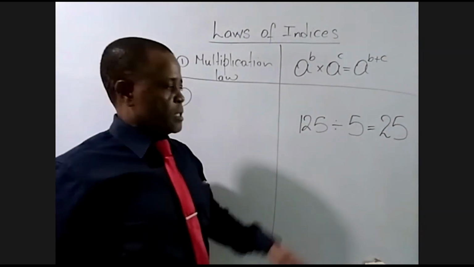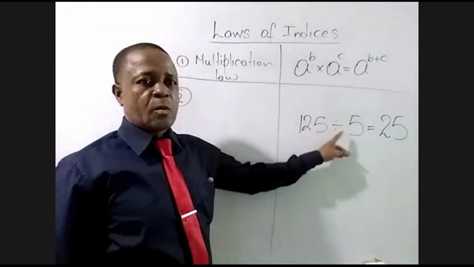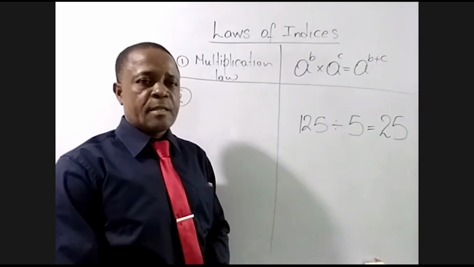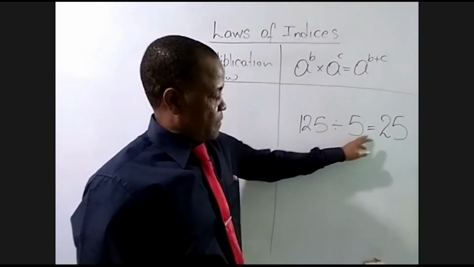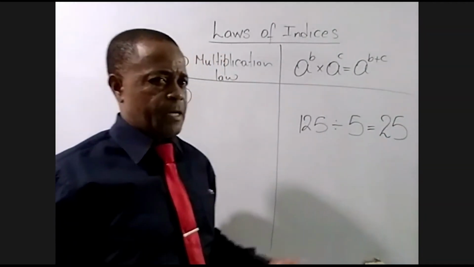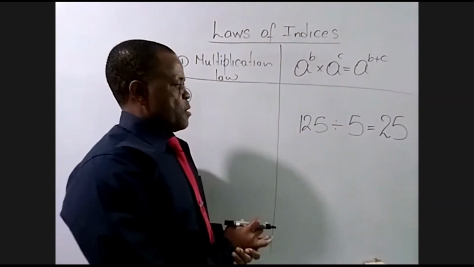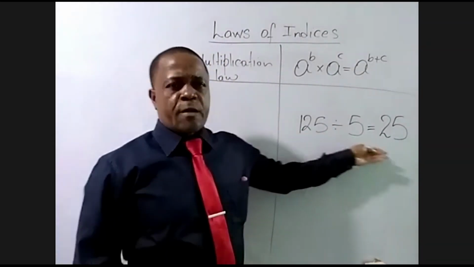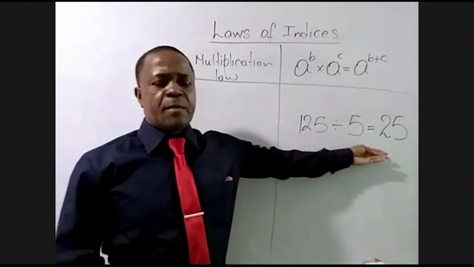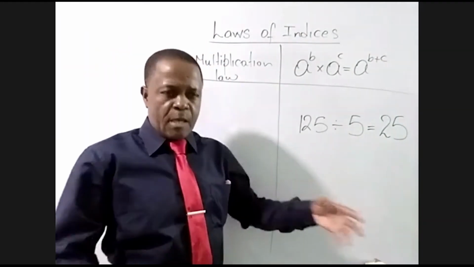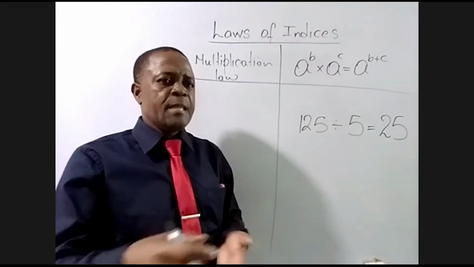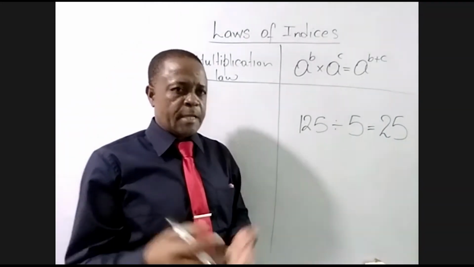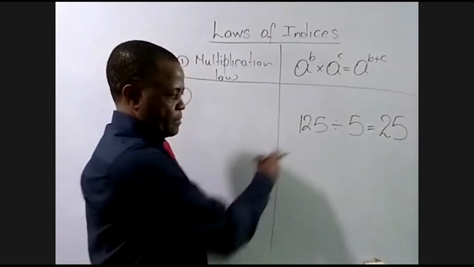All right, so notice here, the operation that we're now looking at is division. Now, 125 divided by 5 is equal to 25. That's easy, we know that, right? Yes, we know that. However, we're going to write this very same statement in a different form. We're going to write these now in their index form. All right, and you will see what happens there.